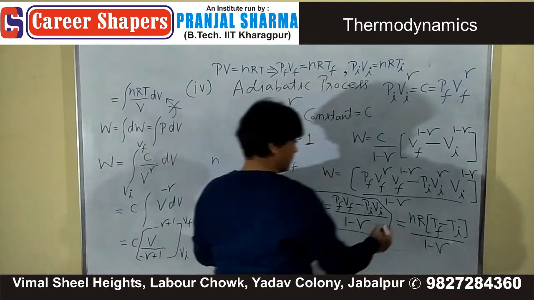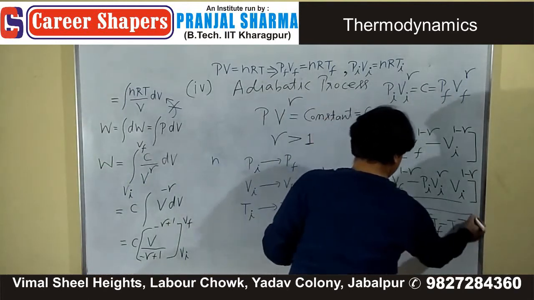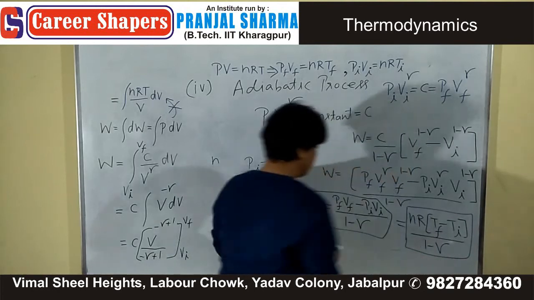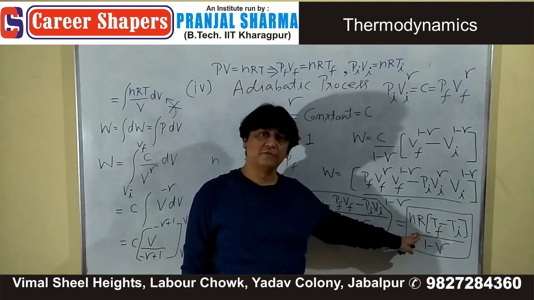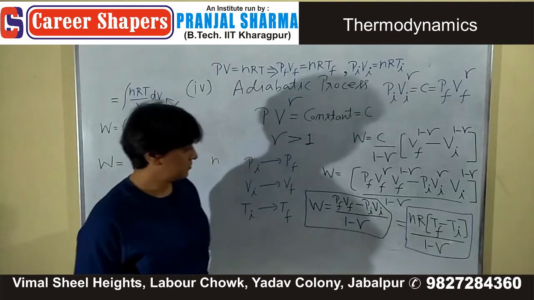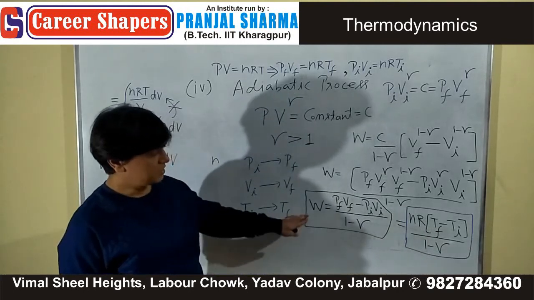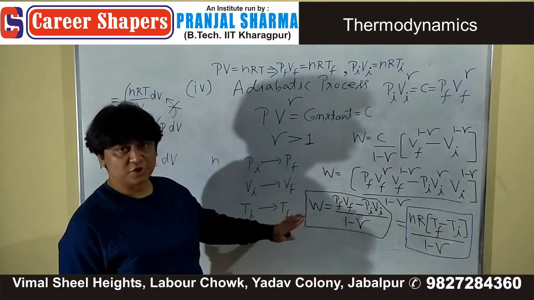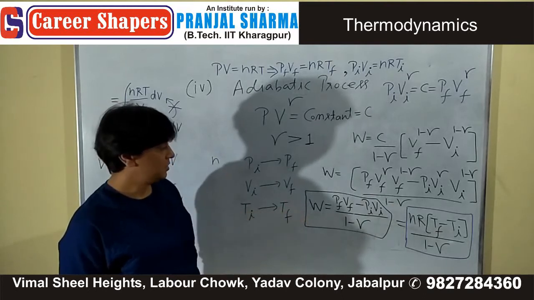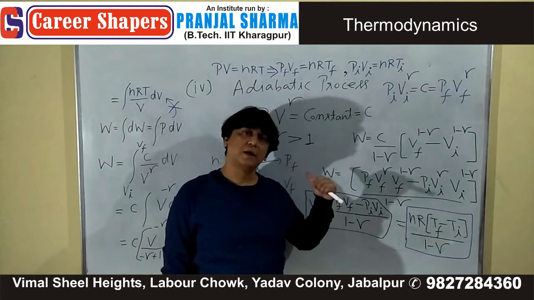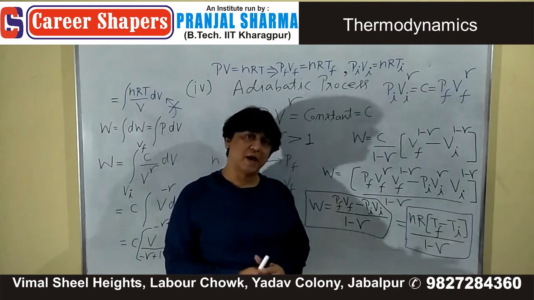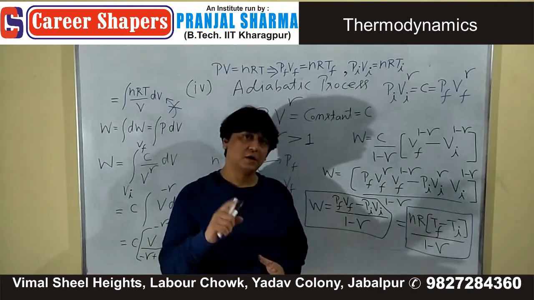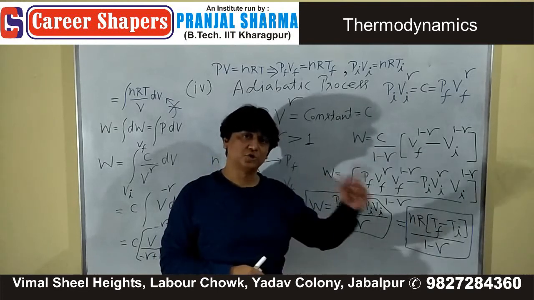Work done in an adiabatic process in terms of pressure and volume, in terms of temperature. And all these are statements which now you need to remember. What is work done in an isobaric process? nR (T final minus T initial). nR (T final minus T initial) in isobaric.